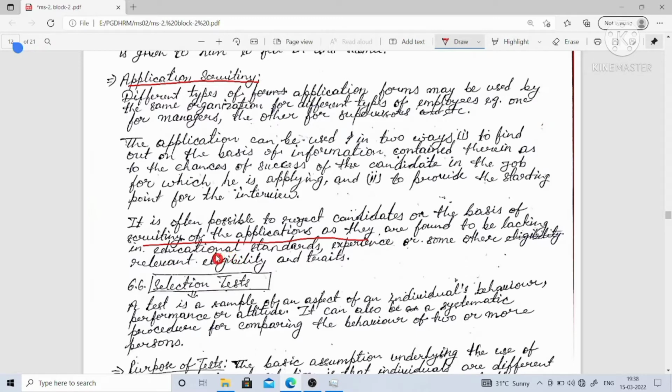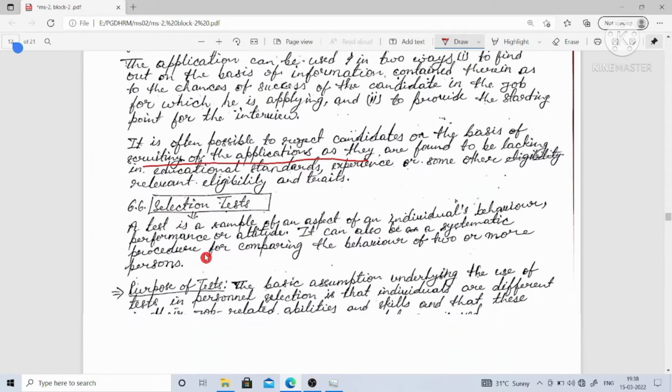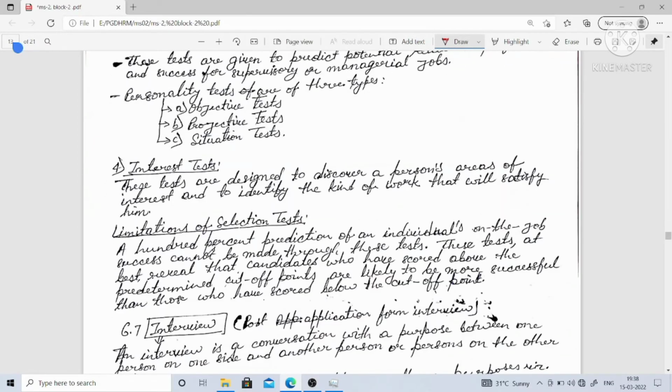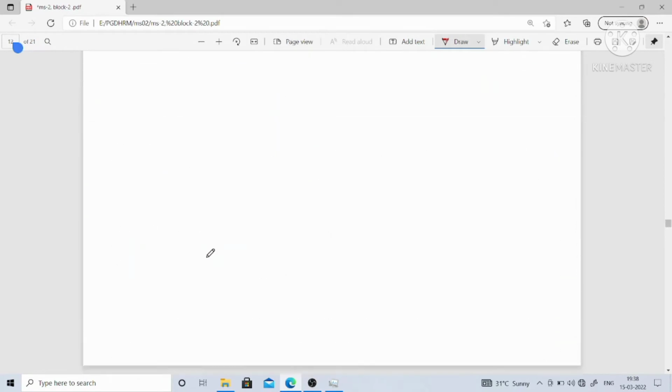So next, selection tests are given. I think the battery backup is low, so that's why. Let's first move to selection tests.